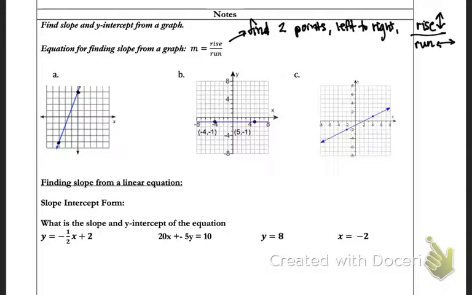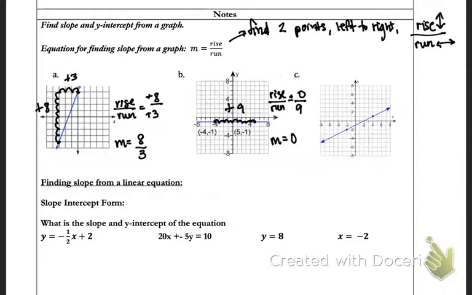So on graph A, I've labeled 2 points. I'm going to start at the far left dot, that's down in the bottom left corner, and I'm going to go up 8 and right 3. So I write my slope as positive 8 over positive 3, and my slope then is 8/3. My y-intercept is 4. The b value is 4.